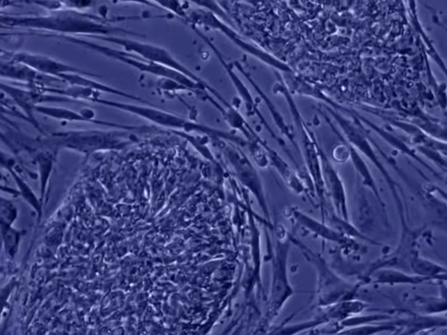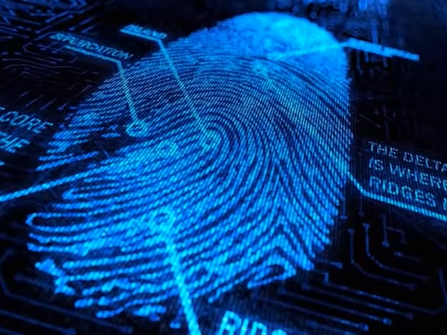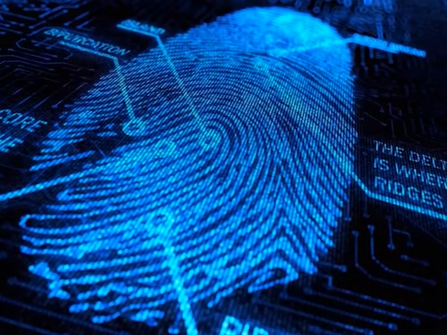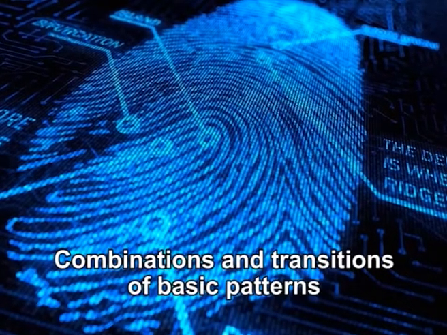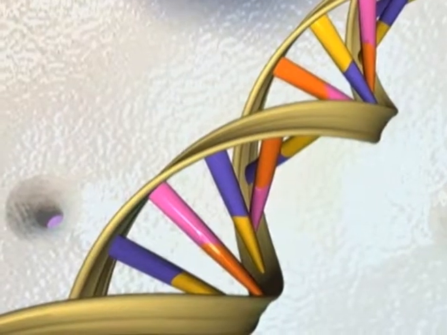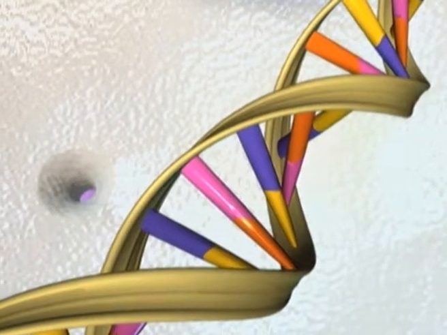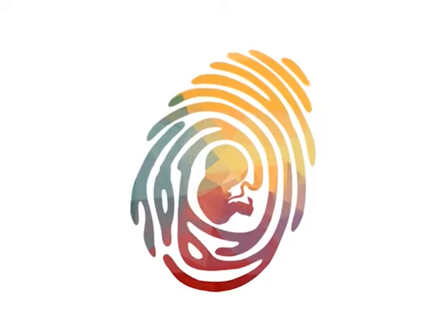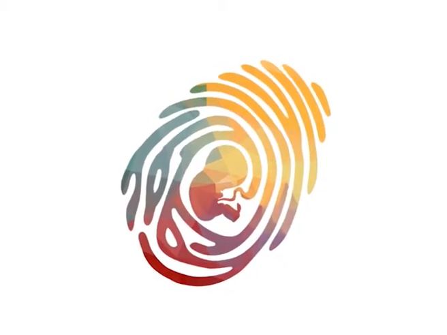The patterns that these ridges form, however, are limited by nature and are defined by the fingerprint community as arches, loops, whorls, combinations and transitions of these basic patterns or lack of a pattern. Although genetics may direct when and where ridges will form by providing the blueprint for proteins, nature provides the boundaries for patterning through physical mechanisms.